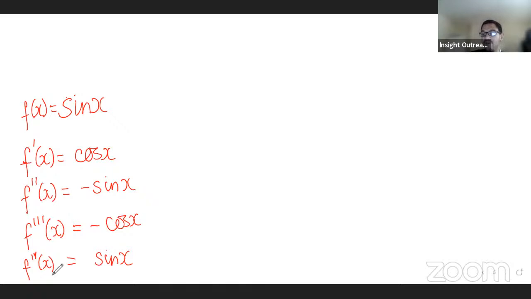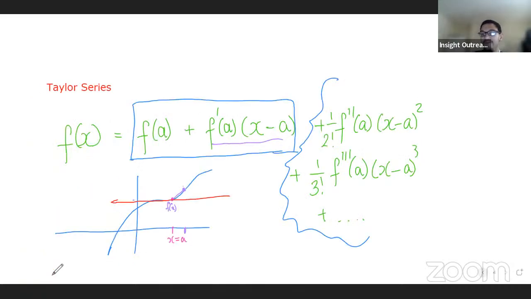So would anyone like to pick? You could pick any value, a kind of reasonable value. Would anyone like to pick an x or an a that you'd like to expand about?